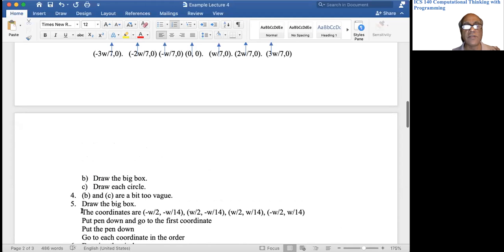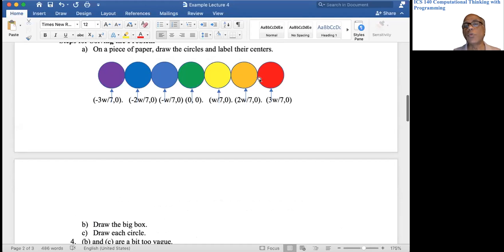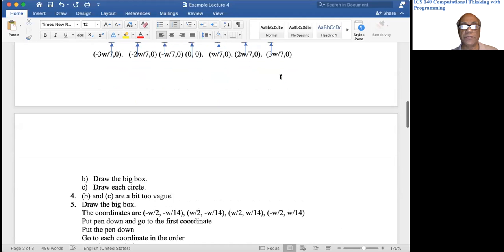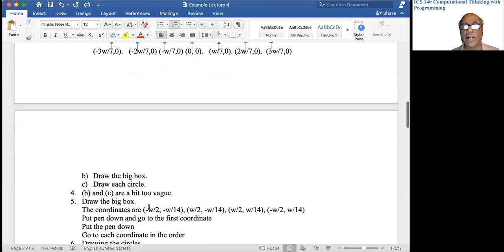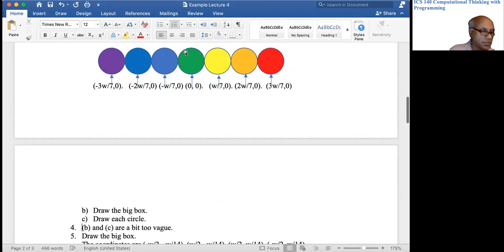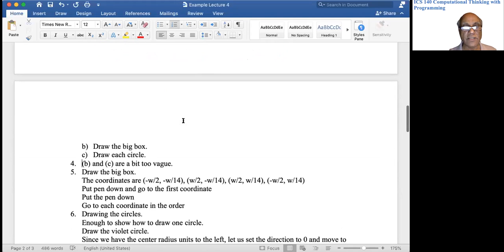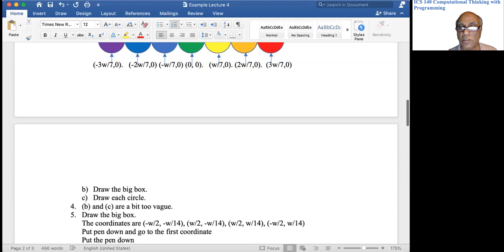Drawing the big box is, okay, the coordinates are going to be, this is width. So if you call this width W, the left coordinate would be at the x-axis minus W divided by 2, and the right coordinate would be at W divided by 2. So the coordinates of this box would be, actually I don't have a picture of that, so maybe I should draw that. So let me go ahead and share the screen here, change the sharing.